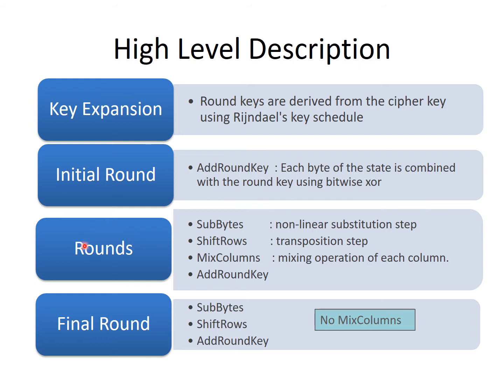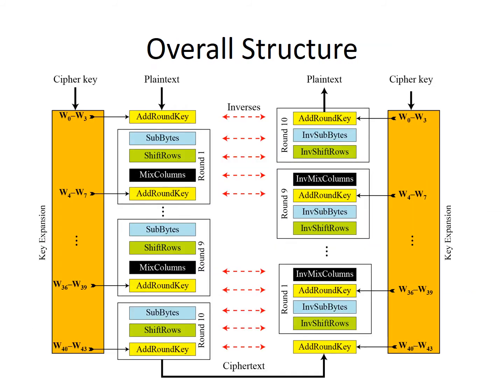In all the other rounds of operation, we have mainly 4 operations, known as substitution bytes, shift rows, mix columns, and add round key. What we are doing in all these operations, we will see. The difference between all the other rounds and the final round is that in the final round we have only 3 operations, with no mix columns. All the other rounds have the 4 operations. So this is an overall structure showing the AES encryption.